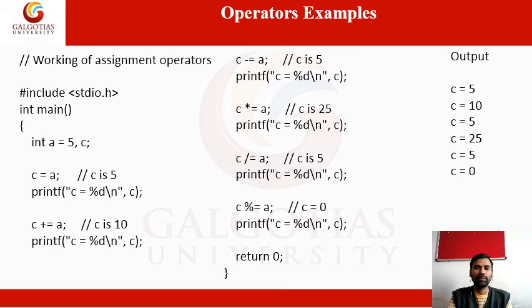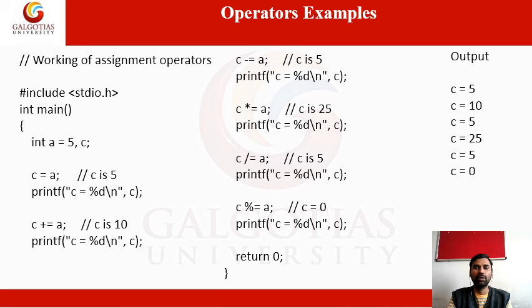Now what happens? 5 plus 5, 10. Look at this, c equal to c minus a. What happened? So c was 10, 10 minus 5, what is it? 5. Okay. Now c equal to c star a, that means 5 into 5, 25. Look at this, c equal to c slash a. Already this c value is 25, and a value is 5. 25 by 5, 5. Okay.